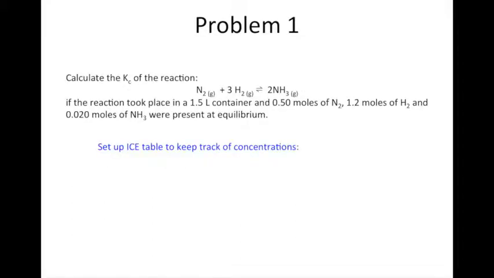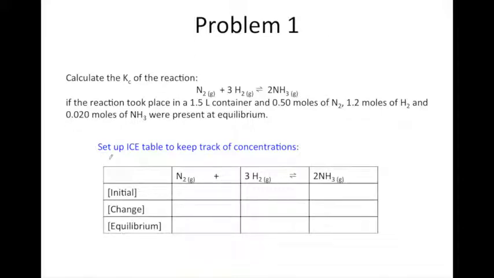Okay, so the first thing I would do is set up what's called an ice table. An ice table helps us keep track of the concentrations or partial pressures when we're solving for a Kc value or Kp. An ice table stands for initial concentration, change in concentration, and equilibrium concentration, ICE. So here you have initial, change, and equilibrium concentrations or partial pressures, if that's what you're dealing with. And then up top, you have the species, the reactants and the products for your chemical reaction.